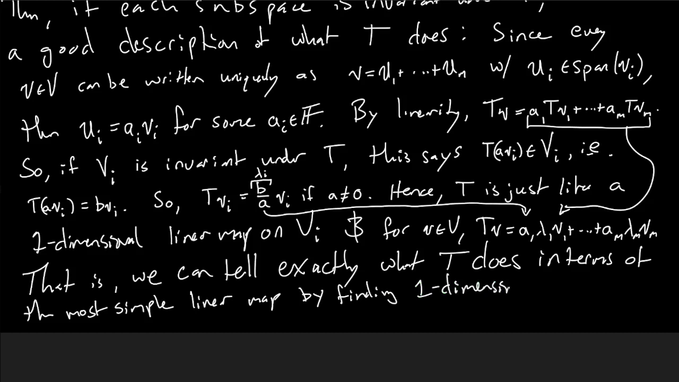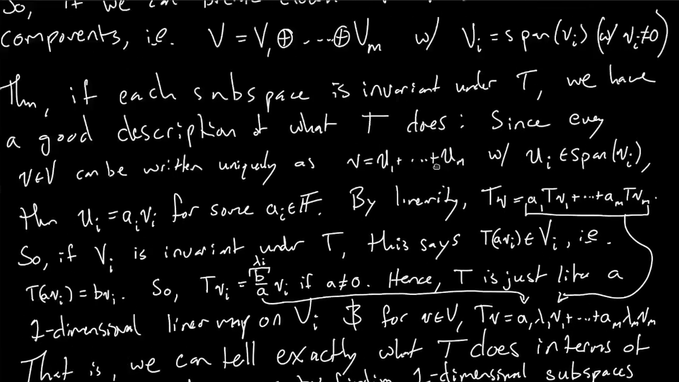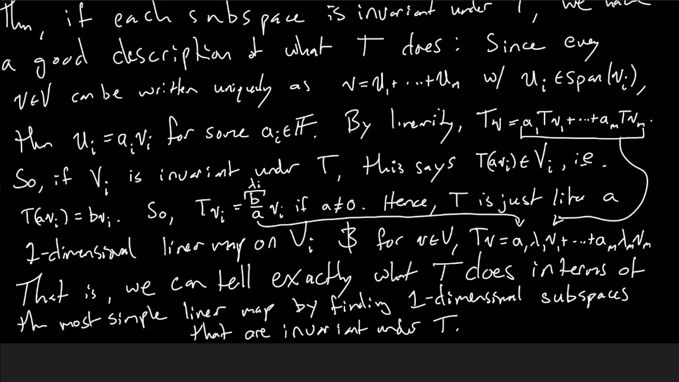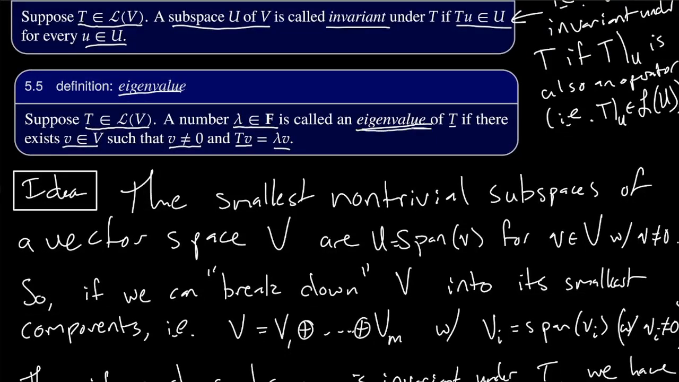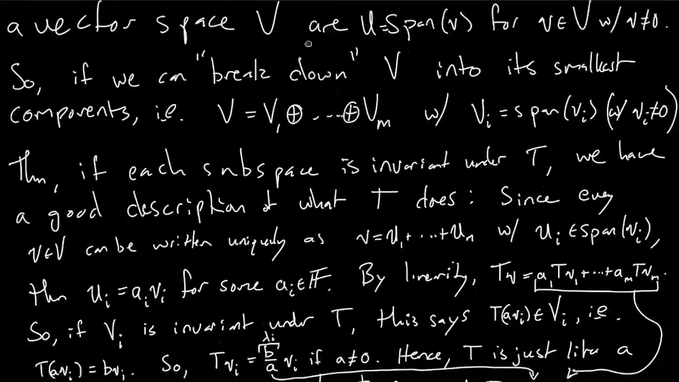by finding one-dimensional subspaces that are invariant under T. Okay, here's the whole idea. The one-dimensional subspaces that are invariant under T, well, those are just subspaces where T sends a thing to a scalar multiple of itself. That is, the eigenvalues of T correspond to the one-dimensional invariant subspaces of T. That's the whole idea of why we would do this in the first place.